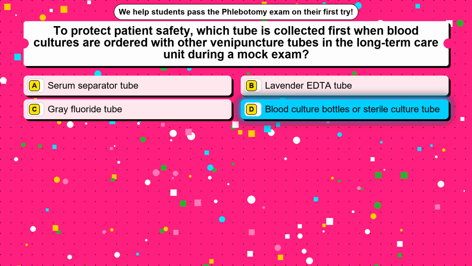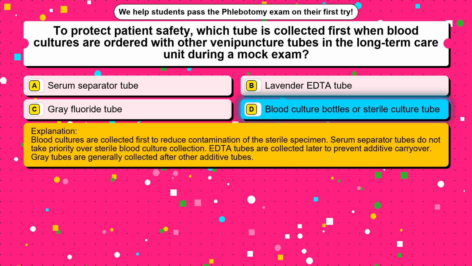The correct answer is option D. Blood culture bottles or sterile culture tube. Blood cultures are collected first to reduce contamination of the sterile specimen. Serum separator tubes do not take priority over sterile blood culture collection. EDTA tubes are collected later to prevent additive carryover. Gray tubes are generally collected after other additive tubes.